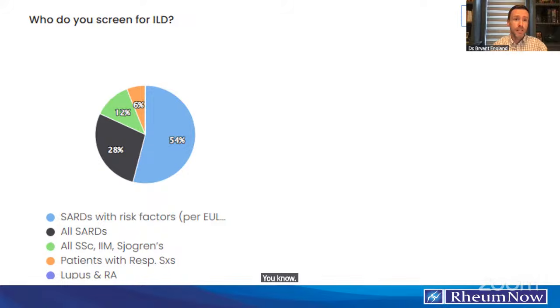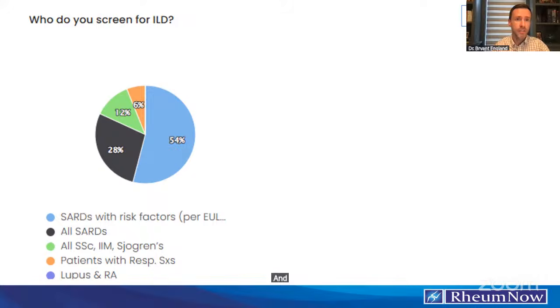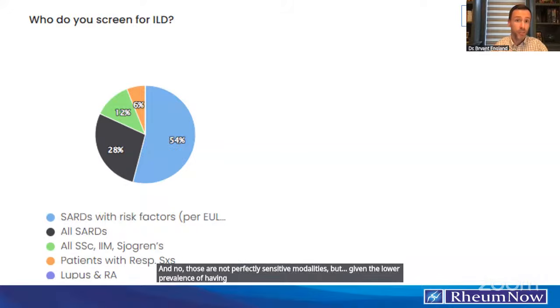Instead, every person that I see with RA, I ask about symptoms, and I certainly do a physical exam to see if they have crackles in their lungs. And no, those are not perfectly sensitive modalities, but given the lower prevalence of having interstitial lung disease, particularly right at diagnosis, that's what I use.